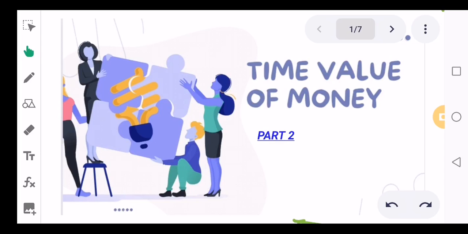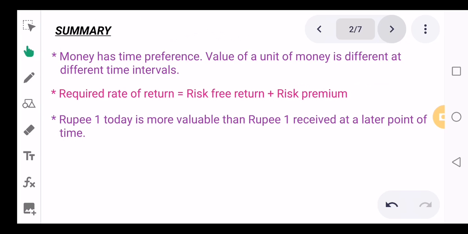Before we start with today's topic, let us summarize some important points from the previous part, so that we don't get confused. Time value of money means the value of a unit of money at different points of time. That means the value of money today is not the same as the value of money it was yesterday, nor is it the same as the value of money it is going to be in the future.